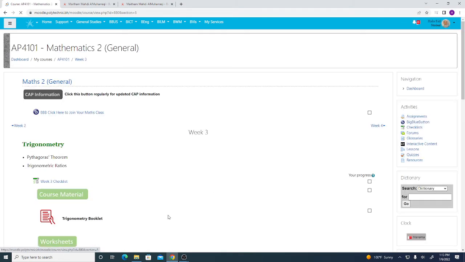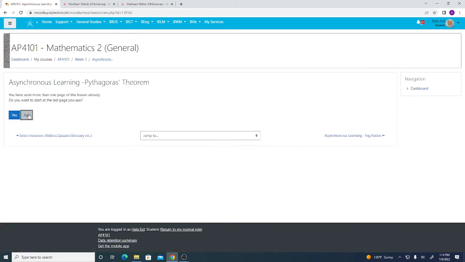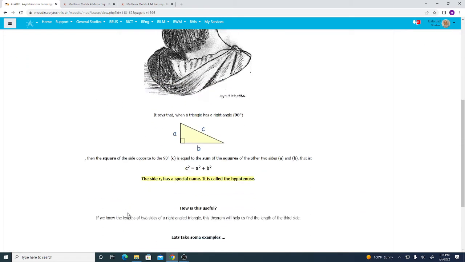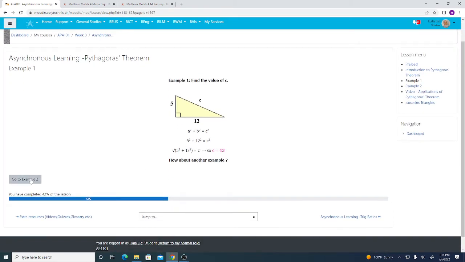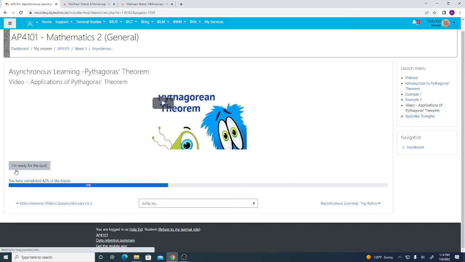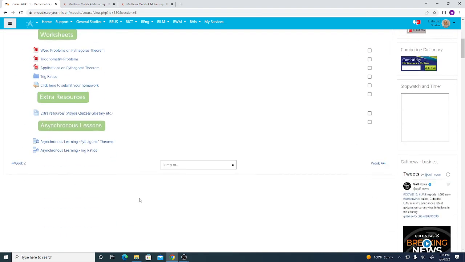Week number 3, same thing. Here I've used e-lessons to create the asynchronous activities. So we've got one about Pythagoras theorem. It gives them the objectives, and then they start the lesson, learn about it, view some examples, and it shows them here the progress as they watch it. There is a video, and then I'm ready for a quiz. It tests them on what they've watched, so they have to answer, submit, and then go to the next questions. That was a part of the asynchronous lessons for week number 3.